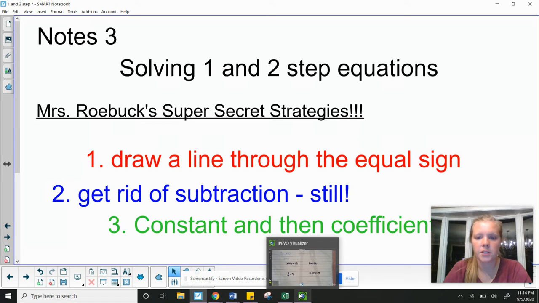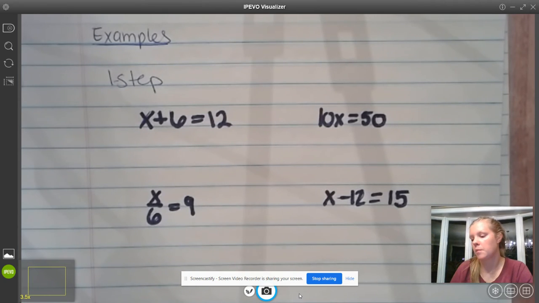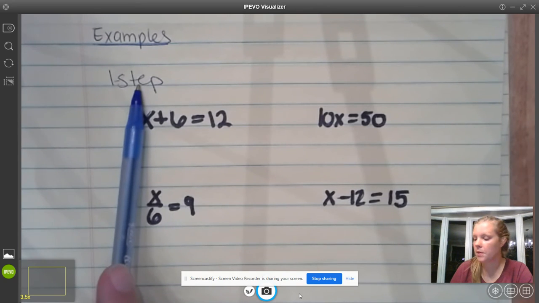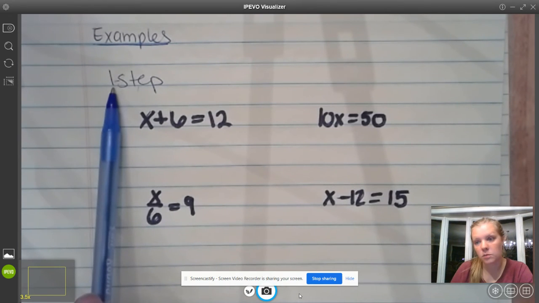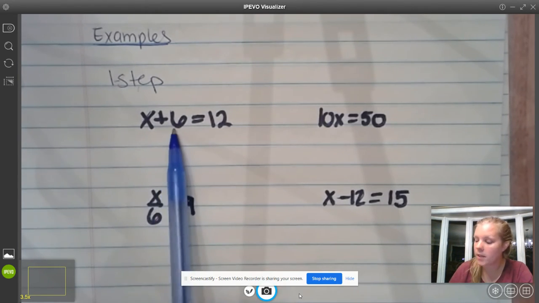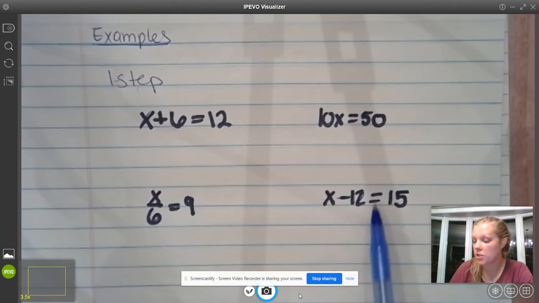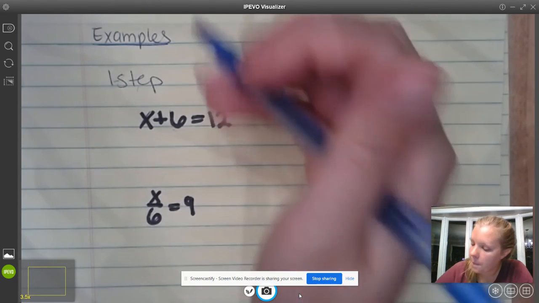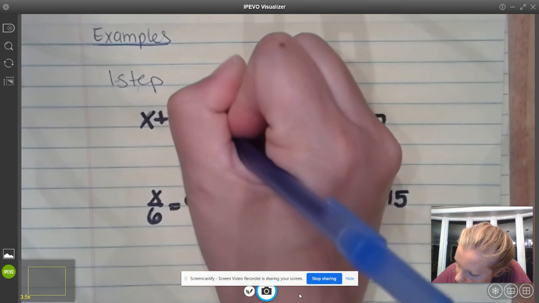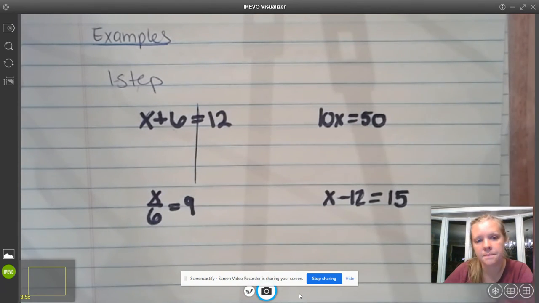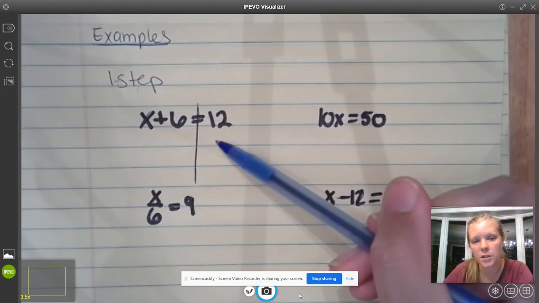Those are my super secret strategies. We're going to do some examples. We're going to start with one step. One-step equations are called one-step equations because they have one number on the side of the equation with the variable. So again, my first strategy is to draw a line through the equal sign. So if you can write these down, that would be good.